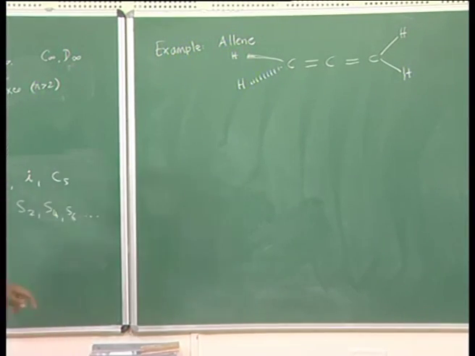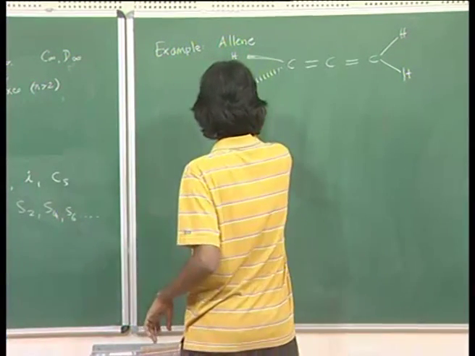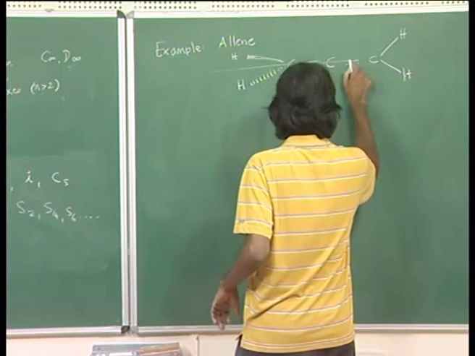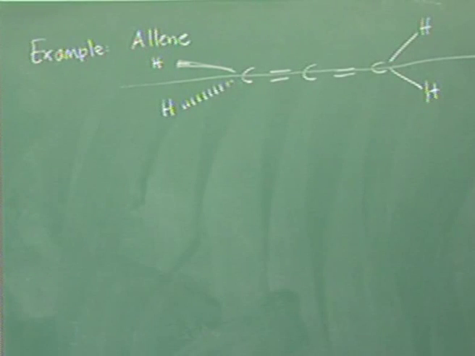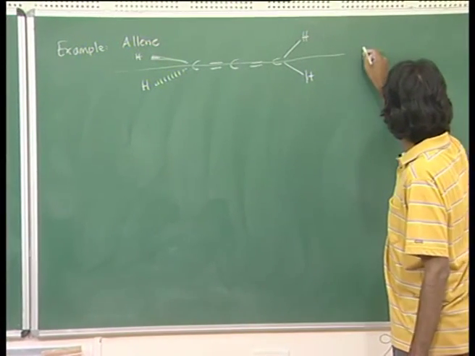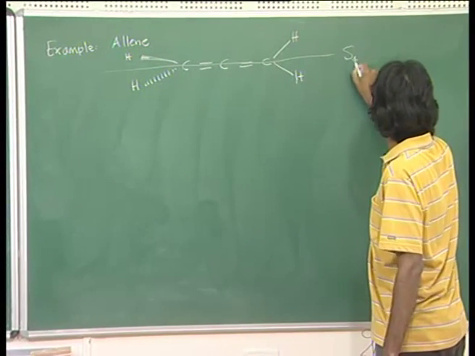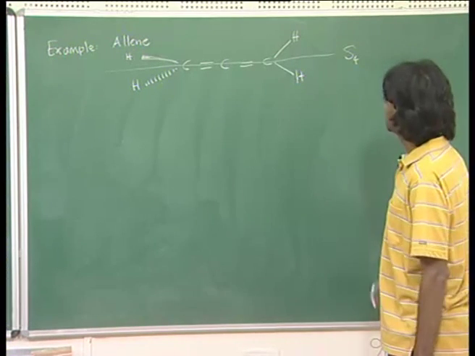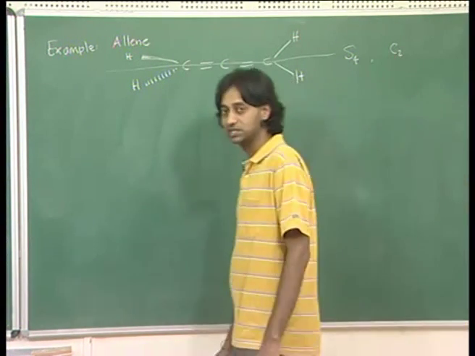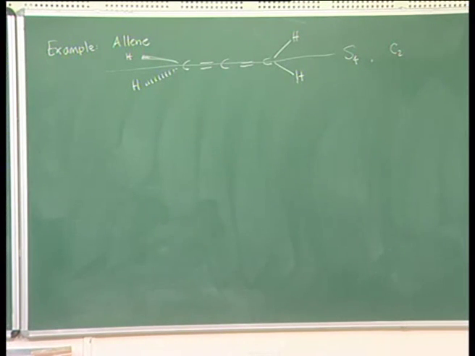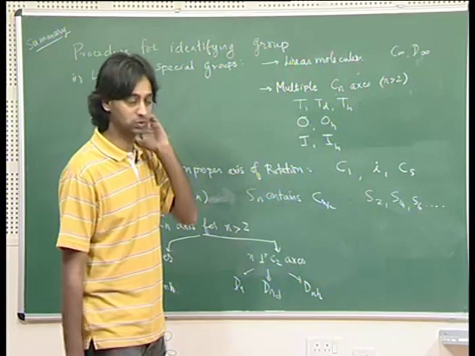Now you can show that this axis is an axis of rotation, and this axis is an S4 axis. It is also a C2 axis. So this is an S4, and it is also a C2 axis. In fact, S4 squared, S4 itself generates C2, because if you operate S4 twice, you will get a C2 operation.